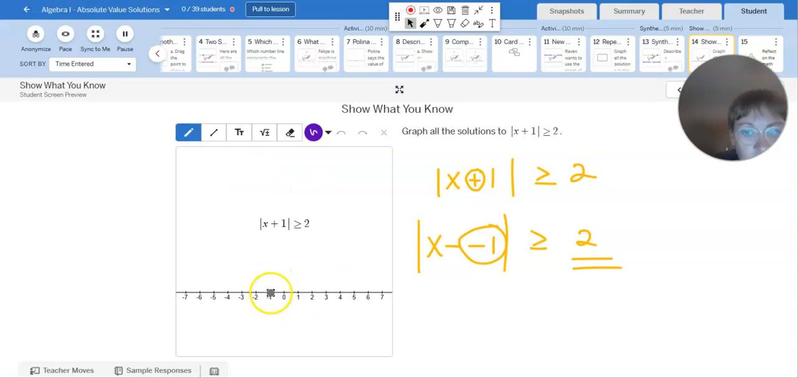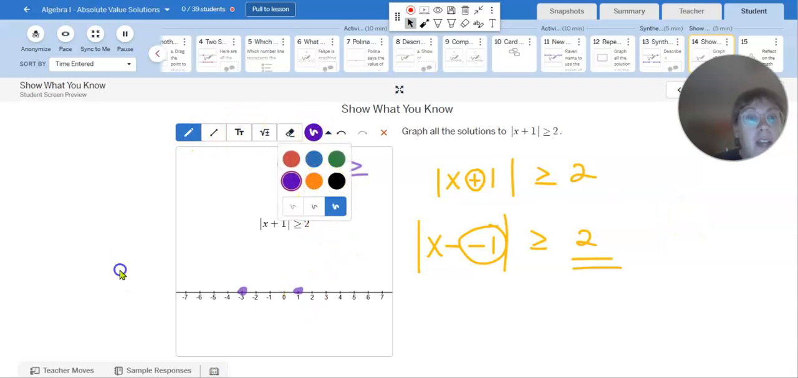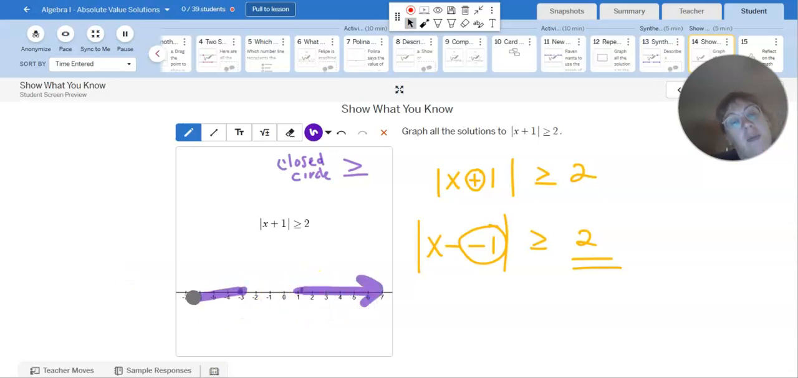So if we go to negative 1, it is greater than or equal to, so it's going to be a closed circle. If we start at negative 1, 2 distances away from negative 1 is positive 1, and 2 distances the other direction is a negative 3. And then it's greater, so it can be bigger than 2 spaces away from negative 1. So we want to shade to the left and to the right when we're looking at greater.